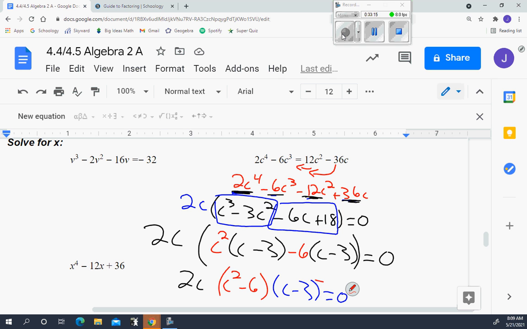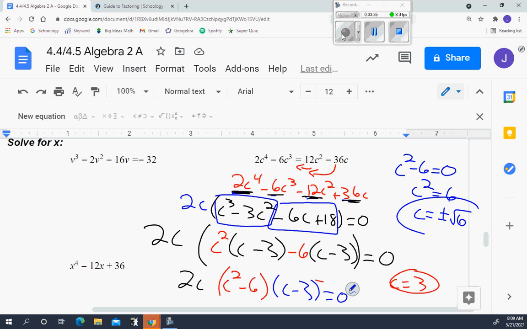C minus 3, set it equal to 0, so c is equal to 3. C squared minus 6, I'll do that over here, c squared minus 6 equals 0, c squared equals 6, so c equals plus or minus square root 6. And then finally, this 2c equals 0, divided by 2, c equals 0. Those are my answers. All right, last one.